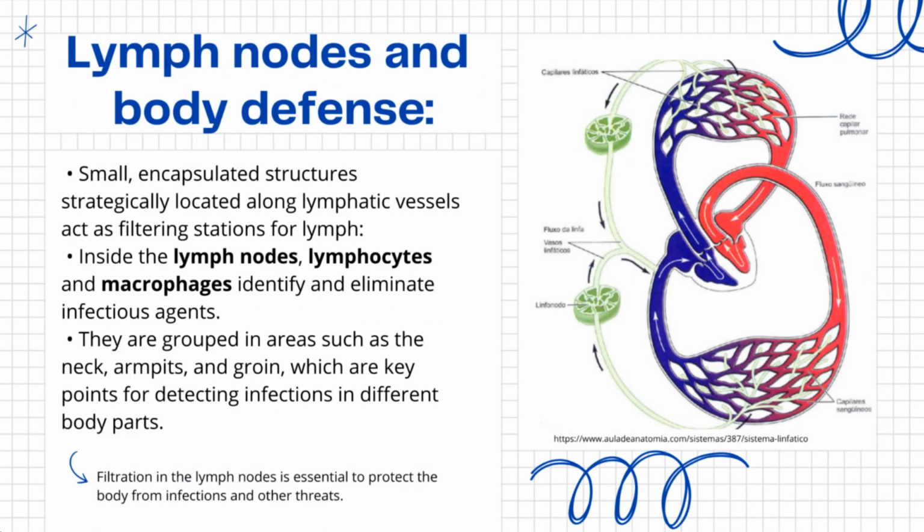Lymph nodes are small, encapsulated structures located strategically along the lymphatic vessels. They act as filtration stations for the lymph. Inside the lymph nodes, lymphocytes and macrophages identify and eliminate infectious agents. They are grouped in areas such as the neck, armpits, and groin, which are key points for detecting infections in different parts of the body. Filtration in the lymph nodes is essential for protecting the body against infections and other threats.